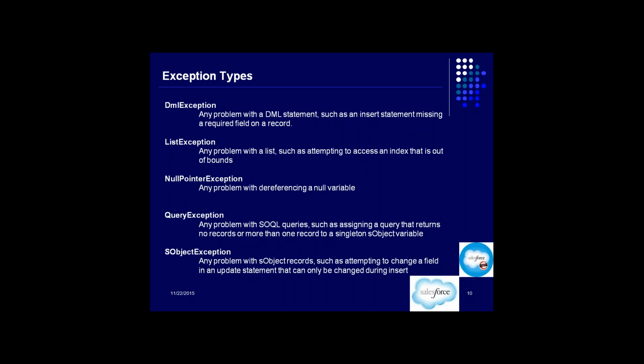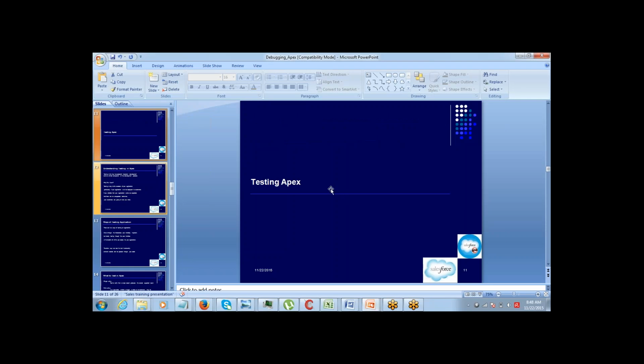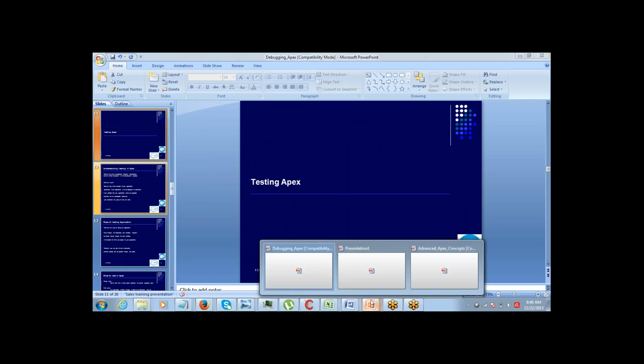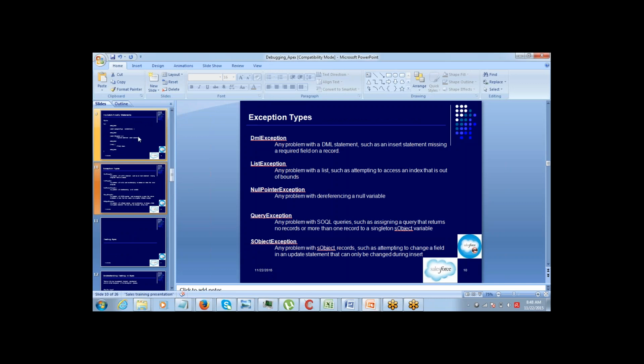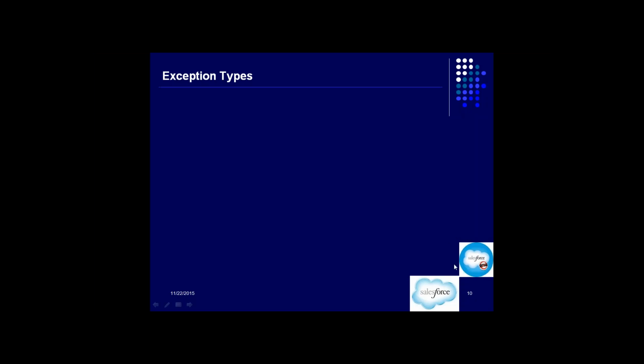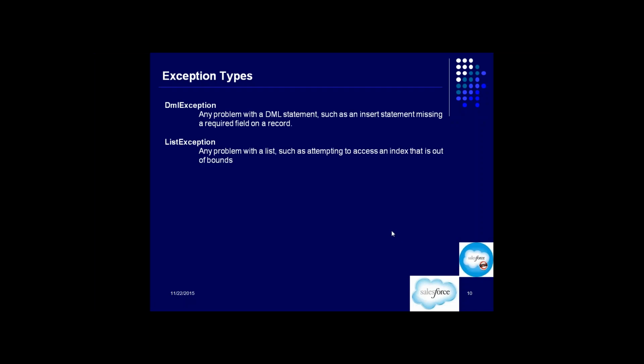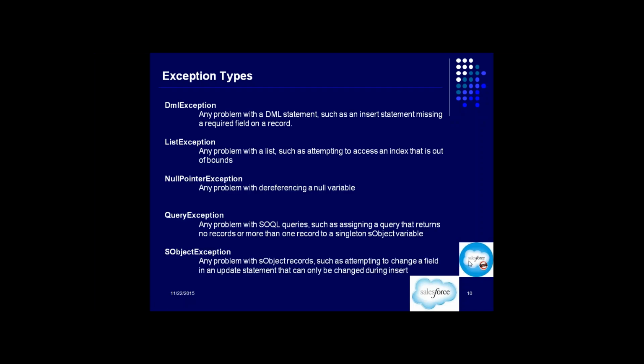Fine. So now, which all exceptions are we talking about here? We are talking about DML exceptions. So these are the generic exception types. Your exceptions will be because of DML, or there will be list exception, null pointer exception, query exception, sObject exception. Okay.